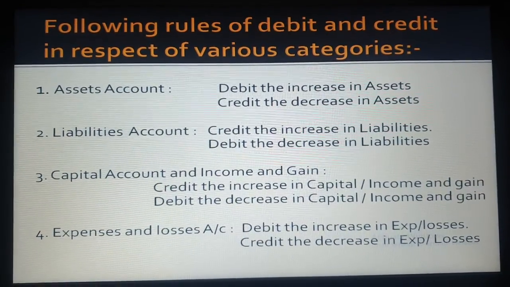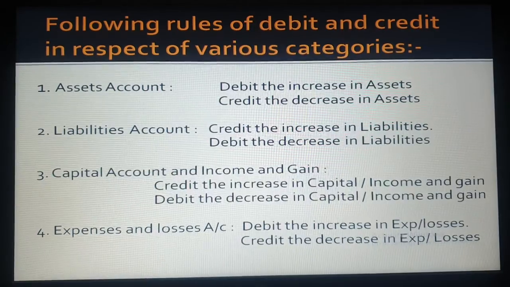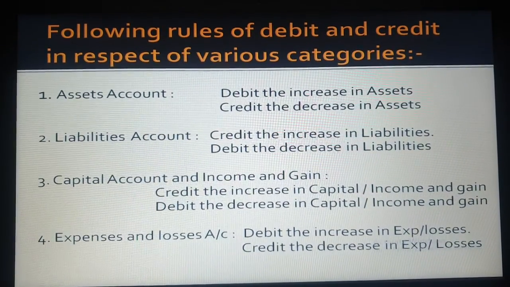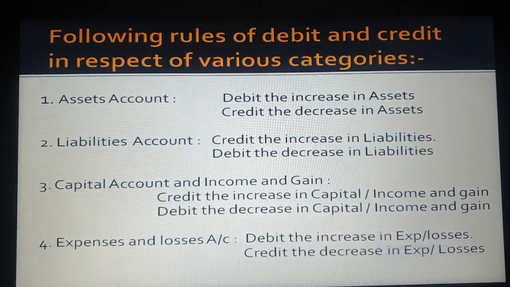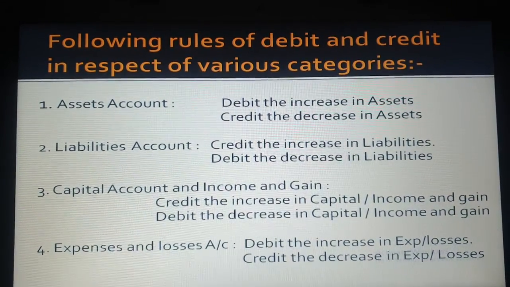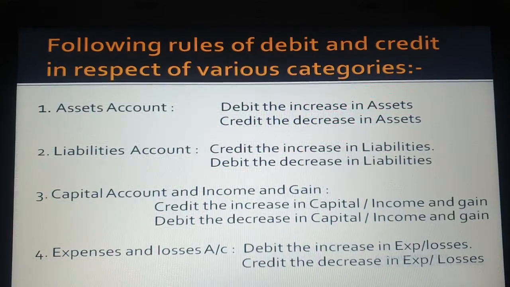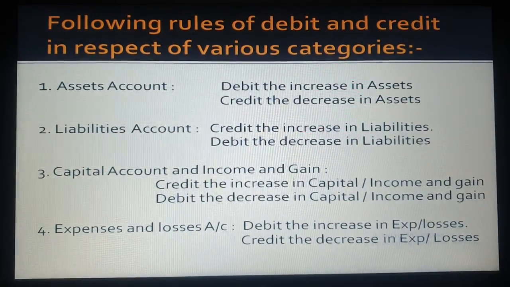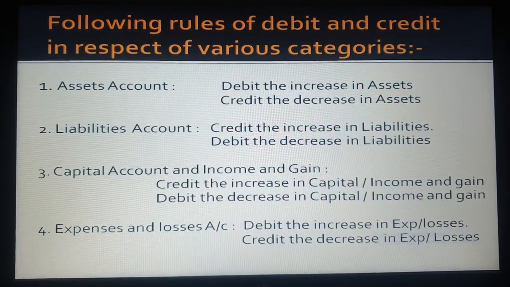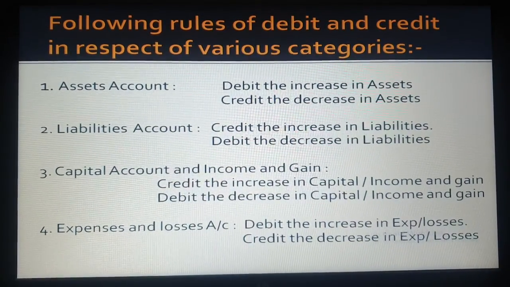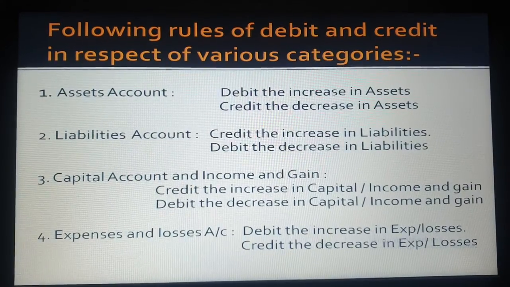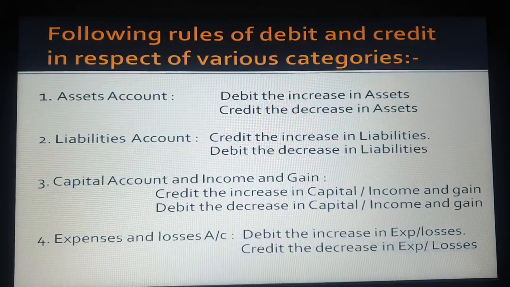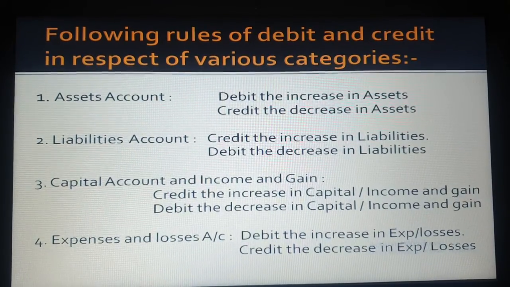Likewise, the rules of liability account, capital account and income and gain account are also the same. Why? Because in all three cases, increase in liability, capital and income and gain will be recorded on the credit side. And if there is a decrease in capital, income, gain and liability, then it will be recorded on the debit side.